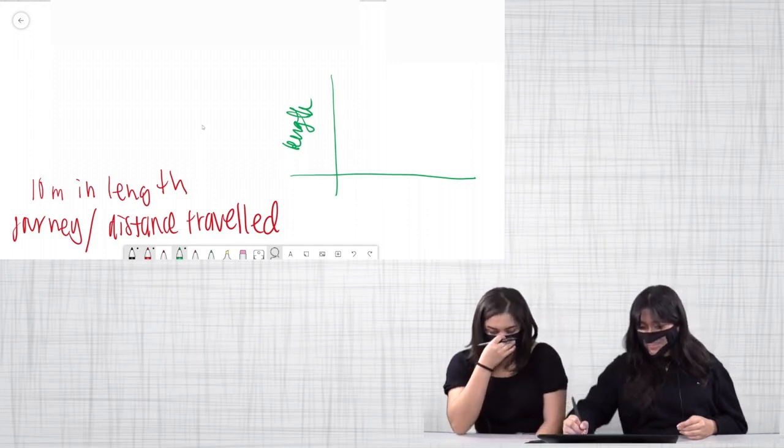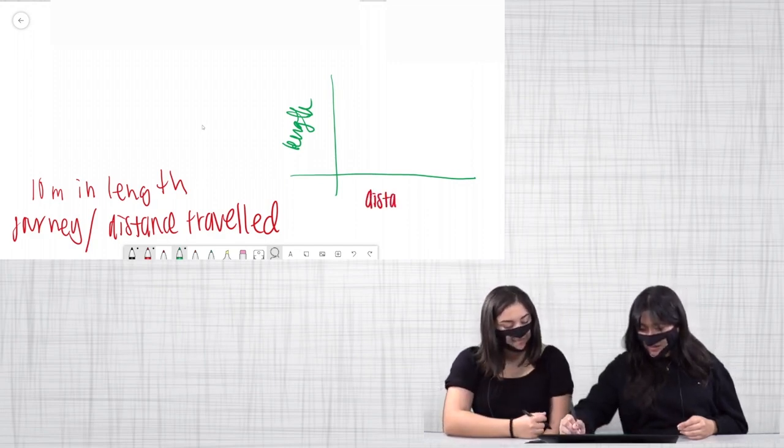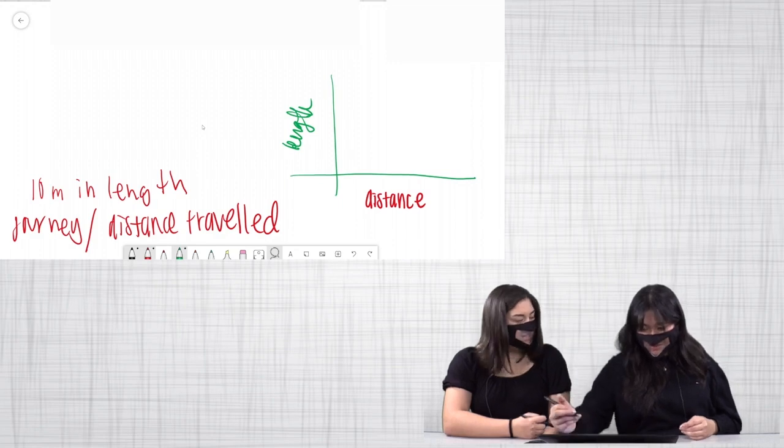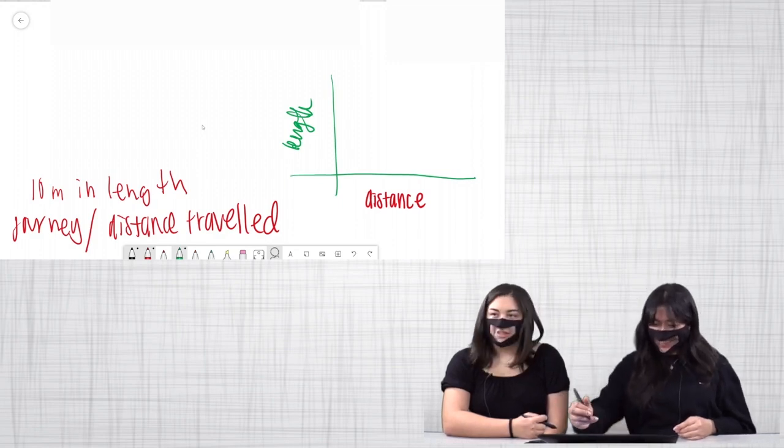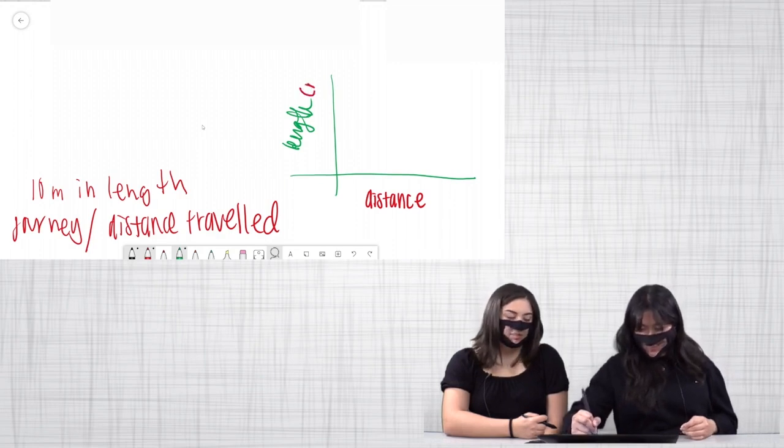And then this is distance, because this journey is for distance traveled, 10 meters. Is that not the same? Isn't it the same unit? Because this is in meters, and this is in meters.